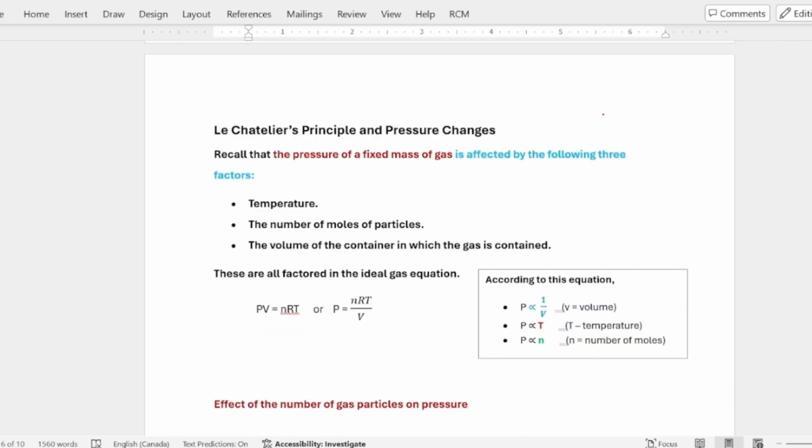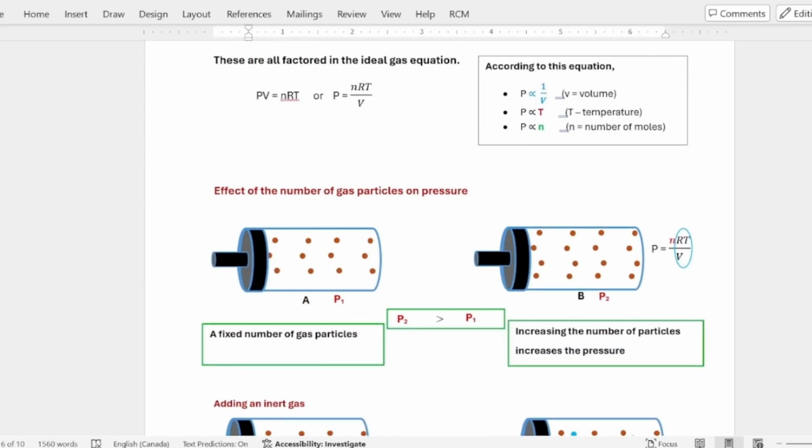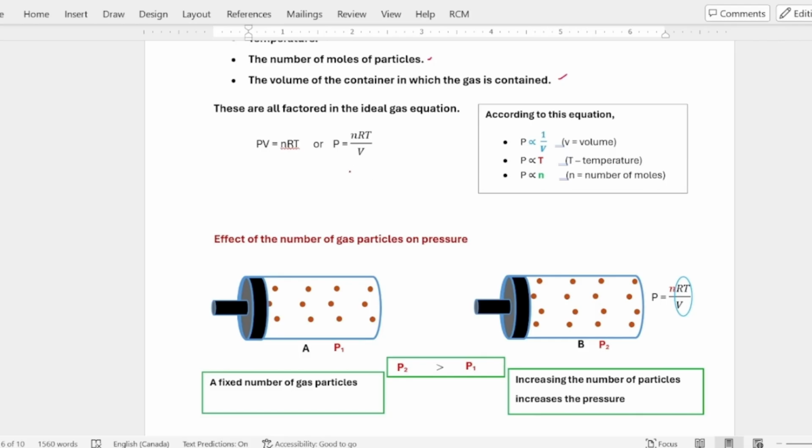This brings us to Le Chatelier's principle and pressure changes. Recall that the pressure of a fixed mass of gas is affected by the following three factors: temperature, number of moles of gas particles, and the volume of the container in which the gas is contained. And all of that is factored into the ideal gas equation, which says that PV is equal to nRT, or P is equal to nRT divided by V. According to that, the pressure is inversely proportional to the volume, directly proportional to the temperature, and directly proportional to the number of moles of gas particles present.